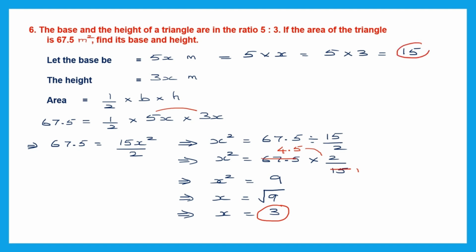The base is 15 and now the height. Height we said is 3x. So that will be 3 into x, which is 3 into 3. 3 3s are 9, and 9 meters. So here also let's write 15 meters. So the base is 15 meters and the height is 9 meters.